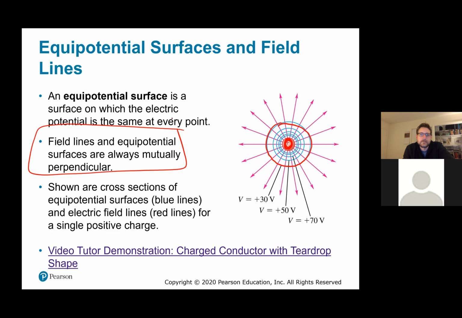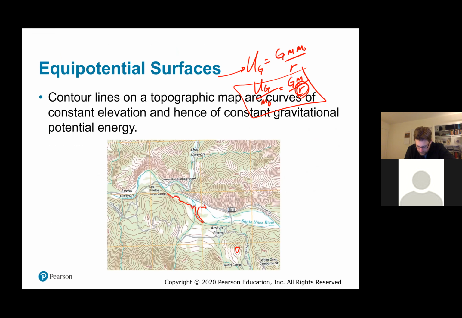Field lines and equipotential surfaces are mutually perpendicular, always. Why? If we're here, at something just more, it looks like maybe, I don't know, 1900 or something. Just more than the contour at 1800.